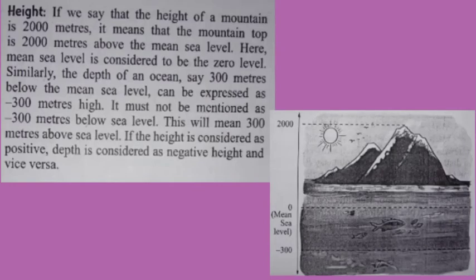Height. If we say that the height of a mountain is 2000 meters, it means that the mountain top is 2000 meters above the mean sea level. Here, the mean sea level is considered to be the zero level. Similarly, the depth of an ocean, say 300 meters below the mean sea level, can be expressed as minus 300 meters high. It must not be mentioned as minus 300 meters below sea level, as this will mean 300 meters above the sea level. If the height is considered as positive, depth is considered as negative height and vice versa.